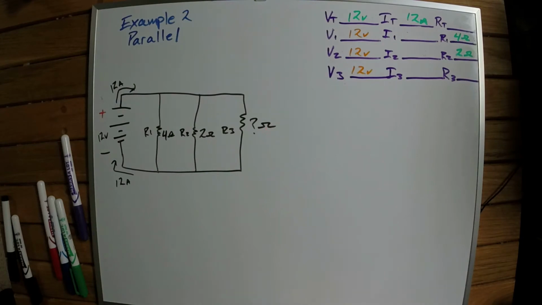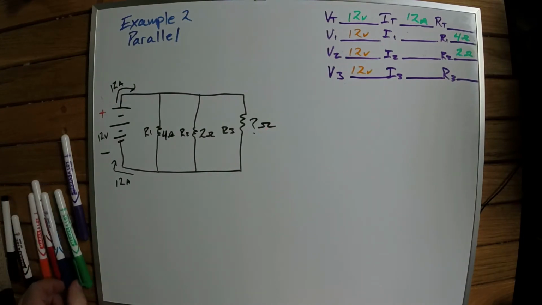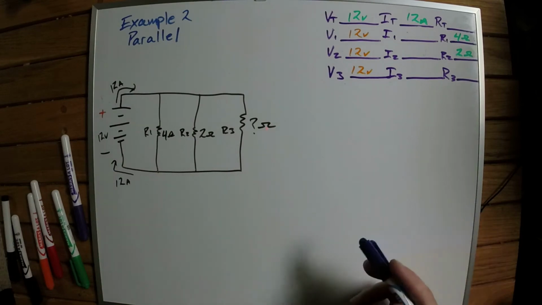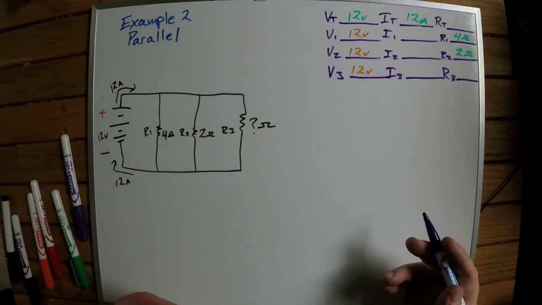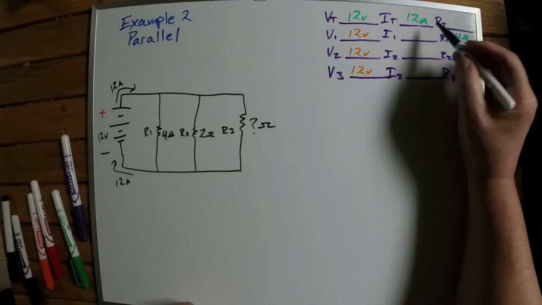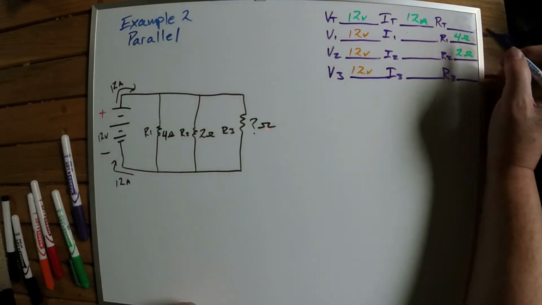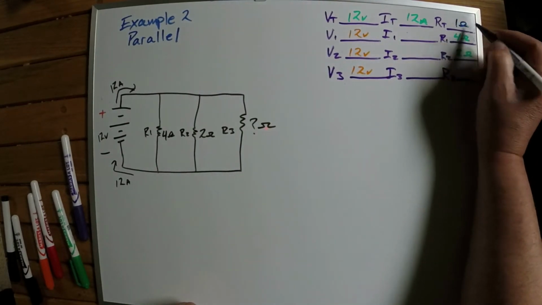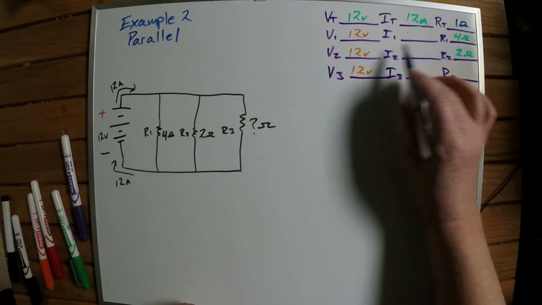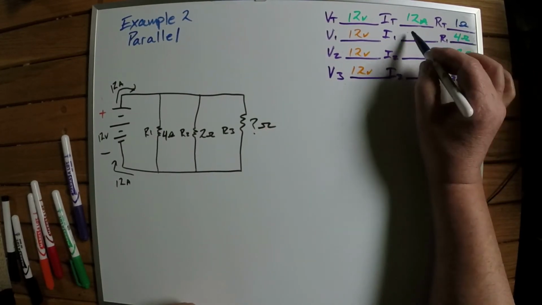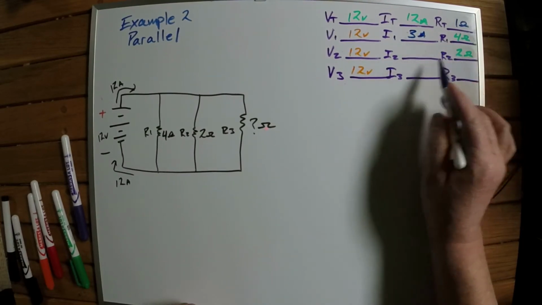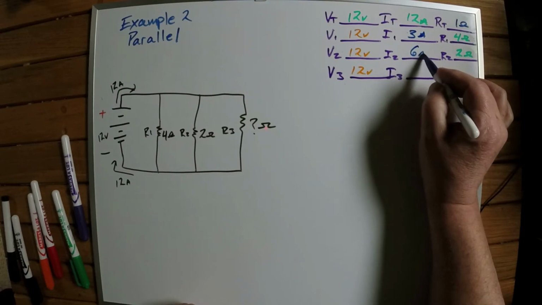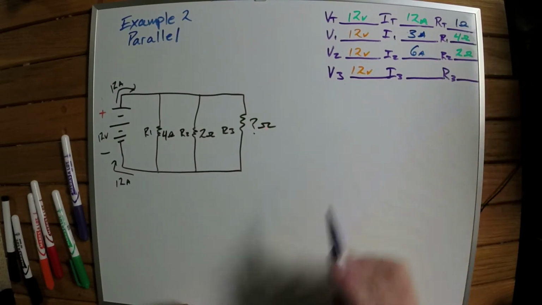And after we've done that, now we can do Ohm's Law on 2 of the circuits and the total to find out part of the circuit and to double check ourselves. So we'll start with the total. 12 divided by 12 is 1. And 12 divided by 4 is 3 amps. And 12 divided by 2 is 6 amps. And we don't know what that one is.